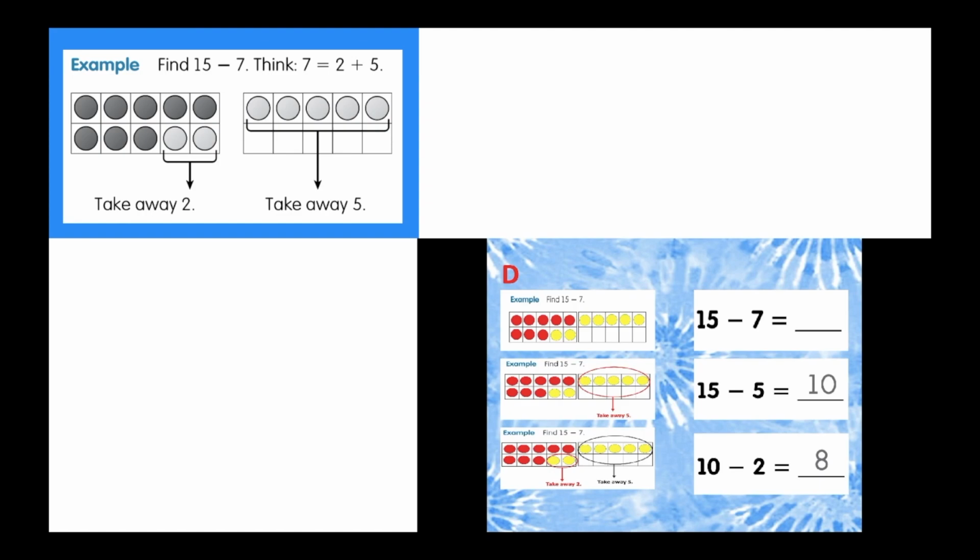After I took away the 2 more counters, I now have my missing part, which is 8. I can also go ahead and fill that in at the top because I now know that 15 minus 7 equals 8. Great job!